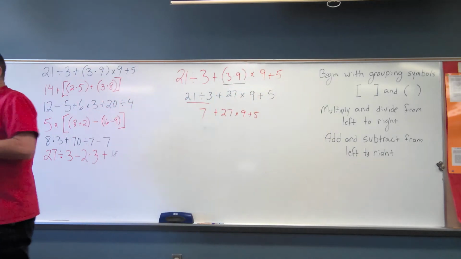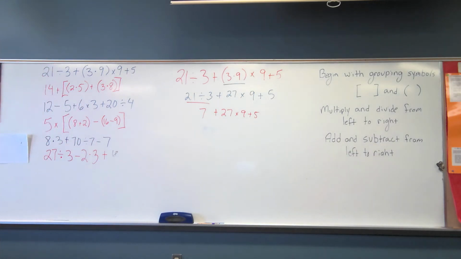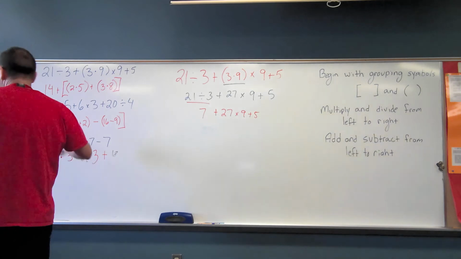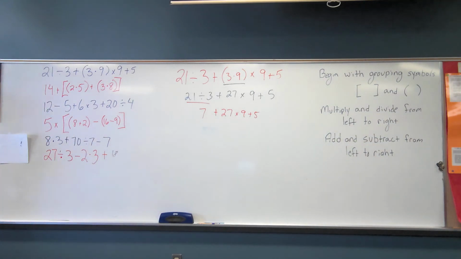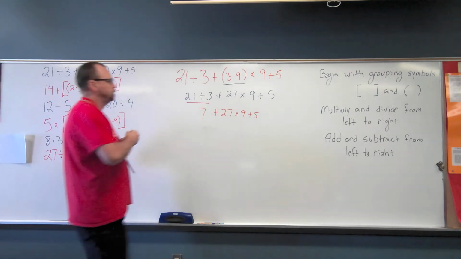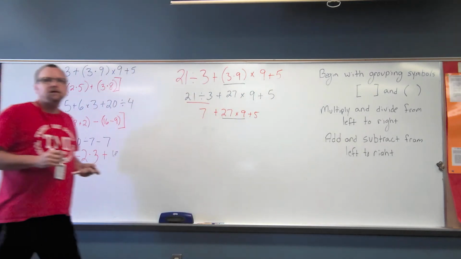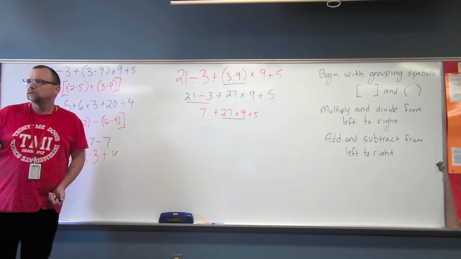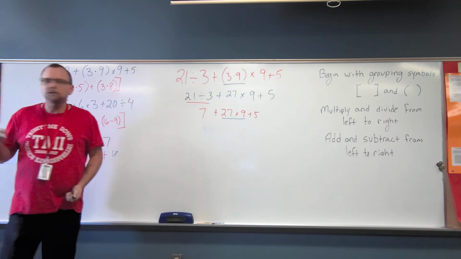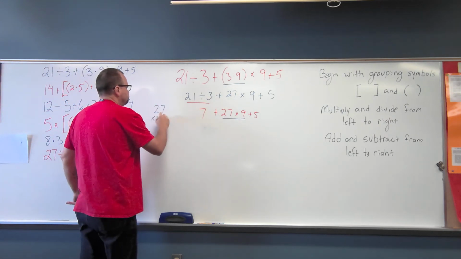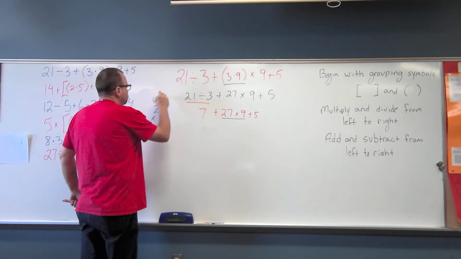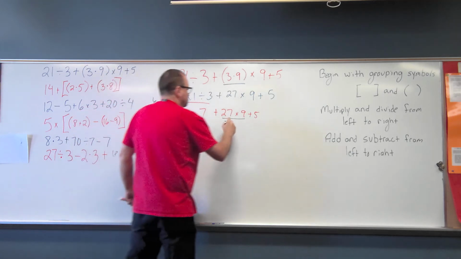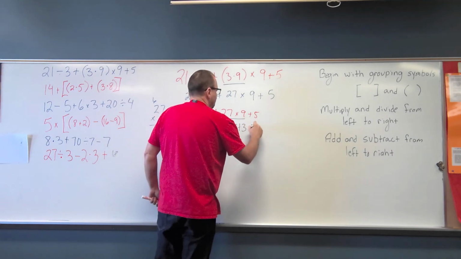Again, our funnel's getting smaller and smaller so that our pencil doesn't fly down the hall after I break it into about 5 pieces. We don't have any more grouping symbols. Do we have any more multiplication and division? Yes, I do. And that is 27 times 9, which is, what is it, 243. I haven't used my plus 5. I haven't used my plus 7.